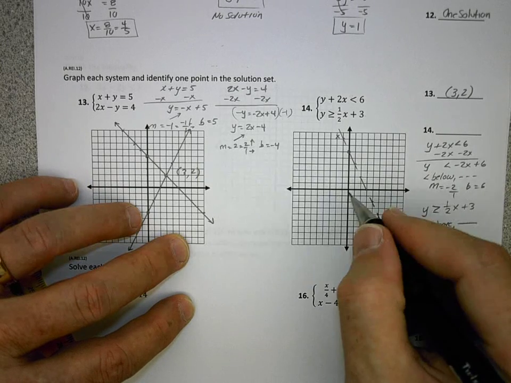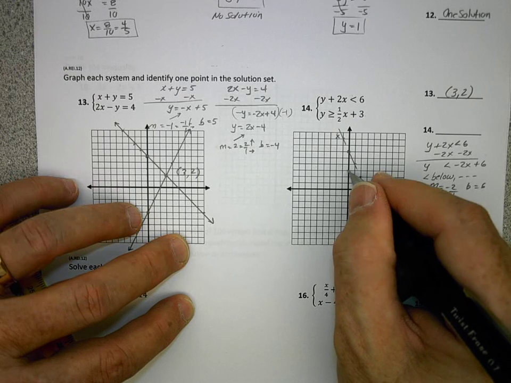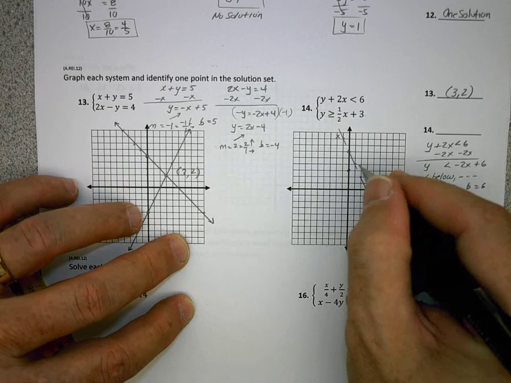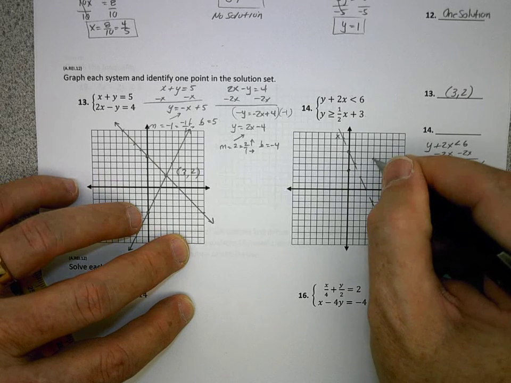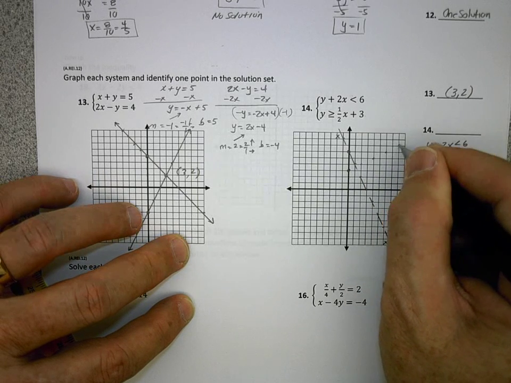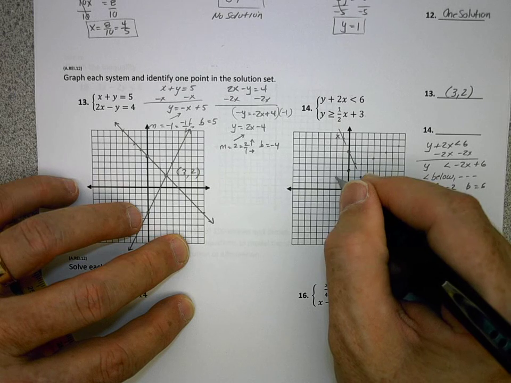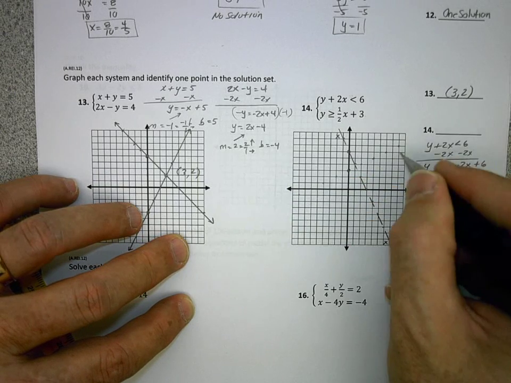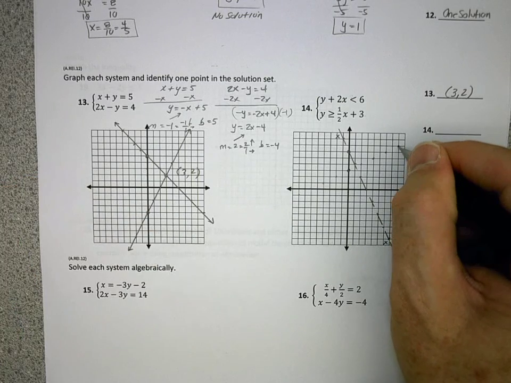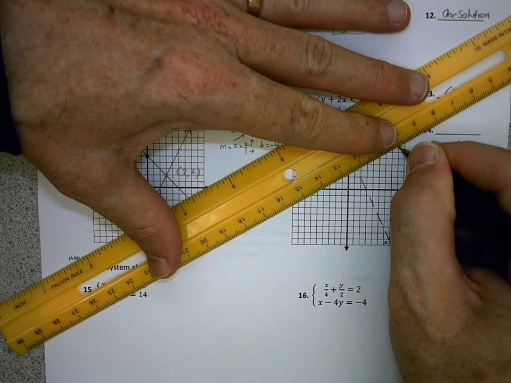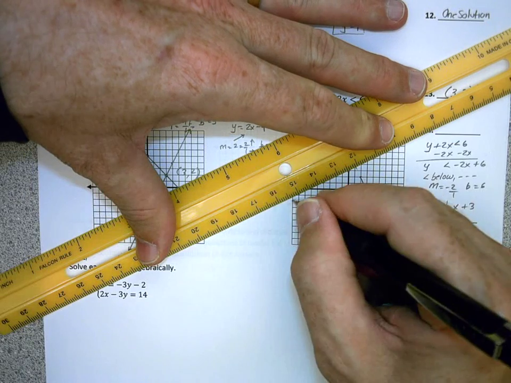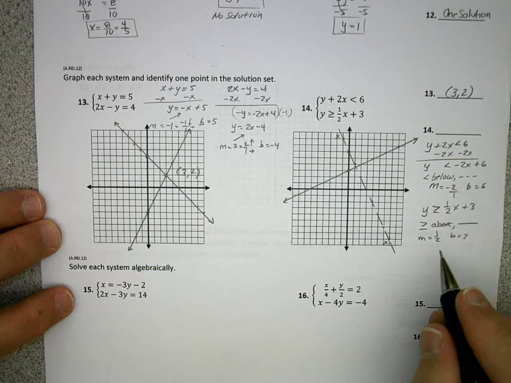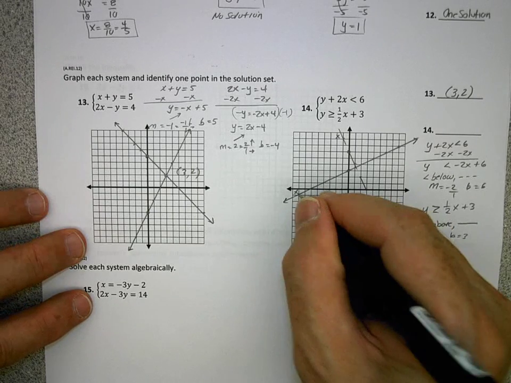So we come up here to 1, 2, 3. And now we're going to go 1 over 2 slope. So up 1 over 2, up 1 over 2, up 1 over 2, up 1 over 2. And then backwards as well. Now this time, as we noted, it's going to be a solid line because it's greater than or equal. So we can make a solid line. And then we're going to shade above, so I'll put an X here and an X here.